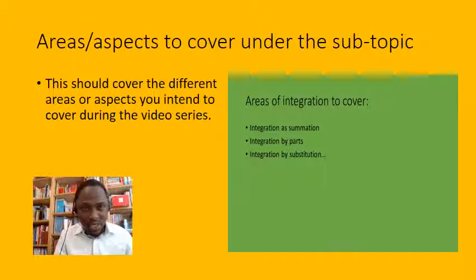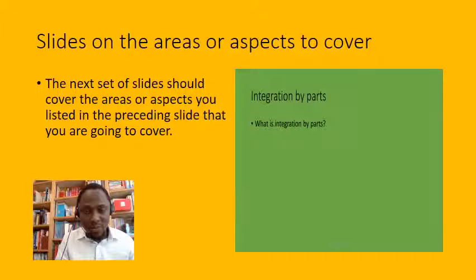And then you have to talk about, has integration got subtopics under it as well, or is it just integration? So for instance, under integration you have integration as summation, integration by parts, integration by substitution, etc. So I've listed 3 different aspects of integration. Then you have to talk about, for instance, integration by parts as a topic. You want to treat that, so you explain what integration by parts is and everything.